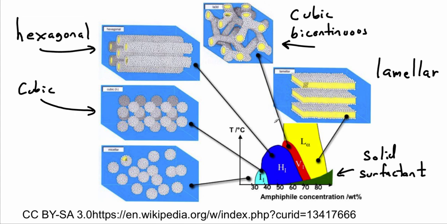For instance, if we were to have an organic solvent that's nonpolar, we can imagine an inverted cubic phase where all of these micelles are flipped inside out with their tails sticking out into the nonpolar solvent. We can have an inverted hexagonal phase, an inverted cubic bicontinuous phase, and an inverse lamellar phase where instead of having water between the layers, you would have oil between the layers and the head groups would be touching.